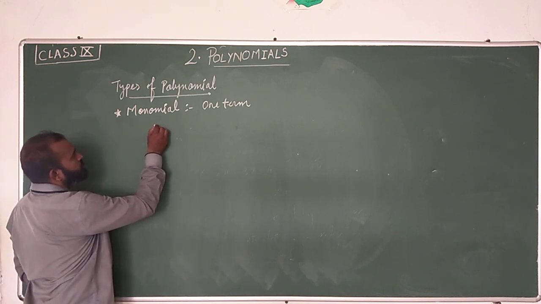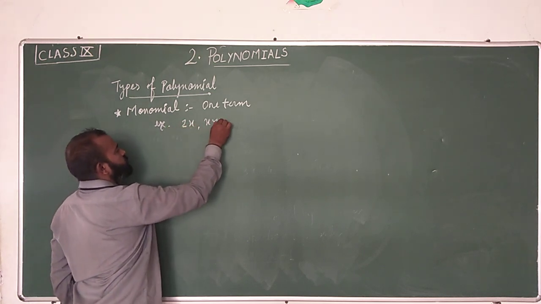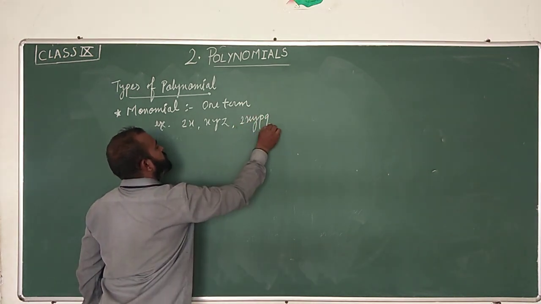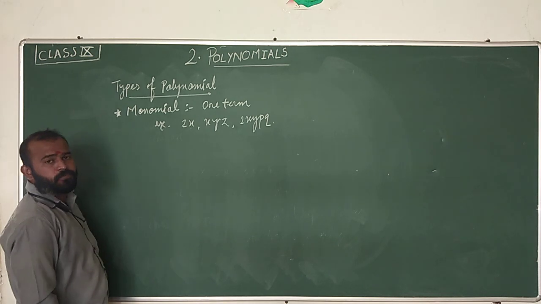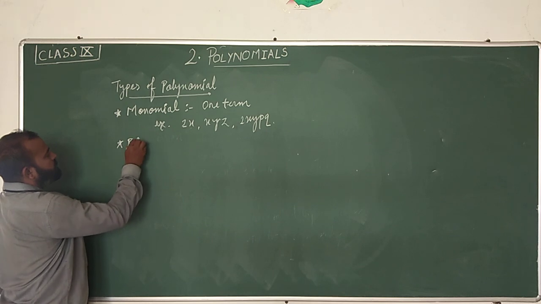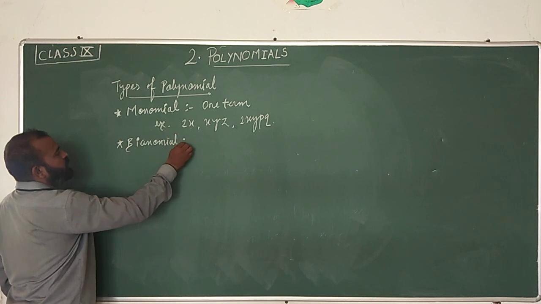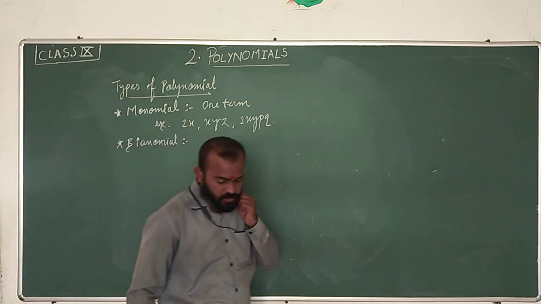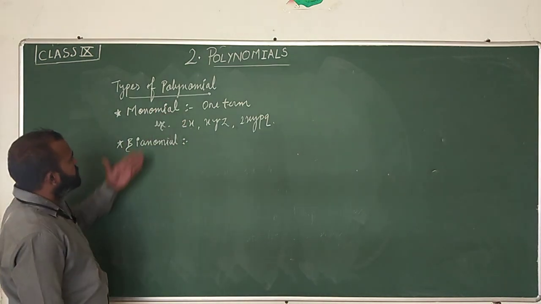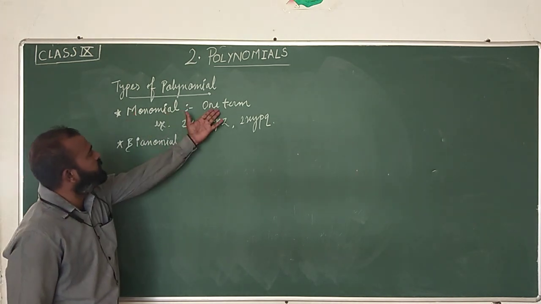Next, you can do the example of monomial. Example 2x, xyz, 2xy, pq. These all are the examples of monomial. Second is the binomial. Now, what are binomials? See, the point is very easy. Mono 1, bi 2, tri 3. So mono means one term.